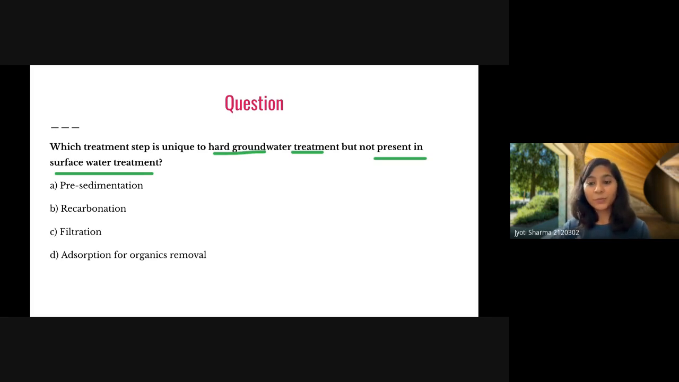Which step was very unique to the groundwater and that step is not present in surface water treatment? Yes, B is the right option. So this is recarbonation. Let me show you actually.